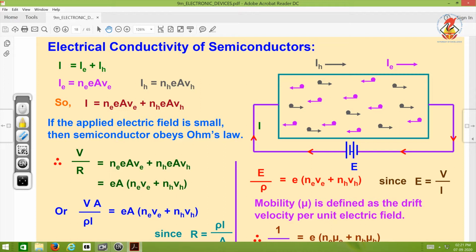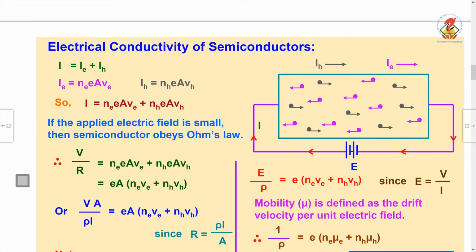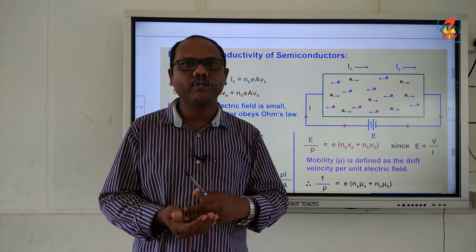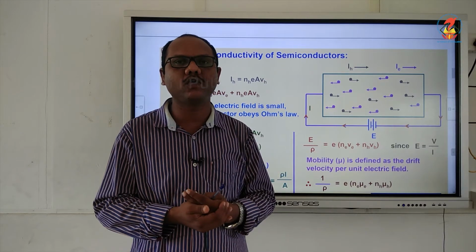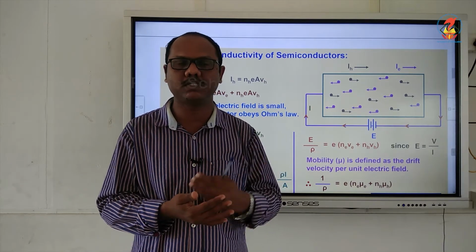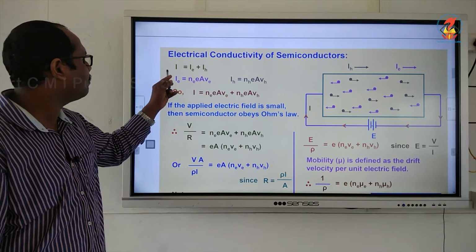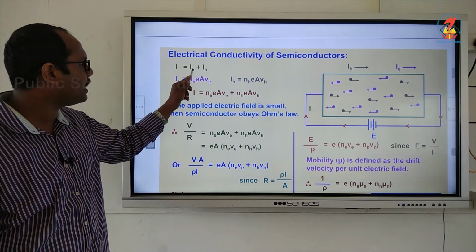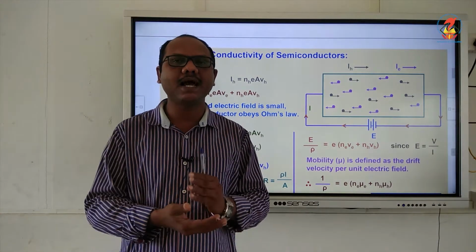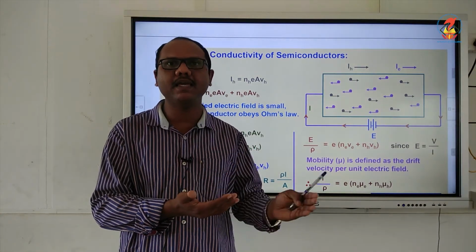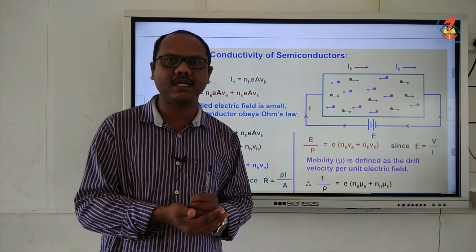Electrical conductivity of semiconductors. We already discussed that the total current of the semiconductor is due to the free electrons and also due to the movement of holes. So the total current can be given as I is equal to IE plus IH. We already studied the equation for current, I is equal to NAVE, where V is the drift velocity.